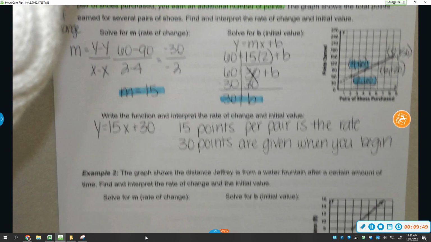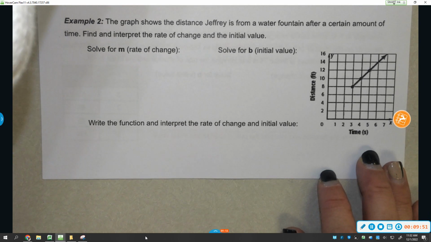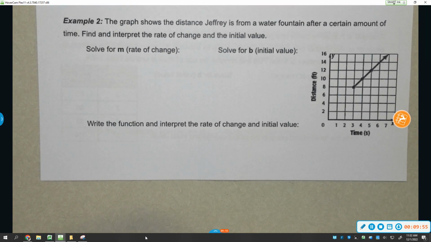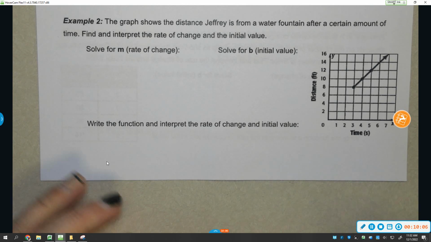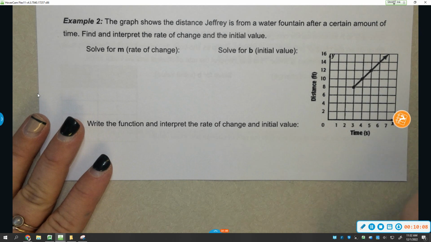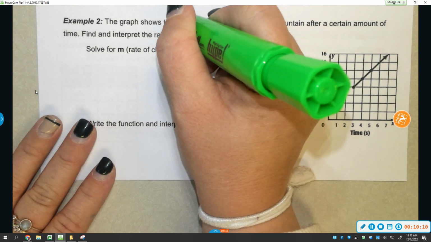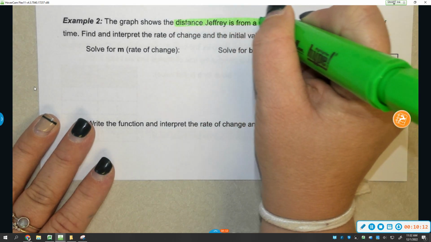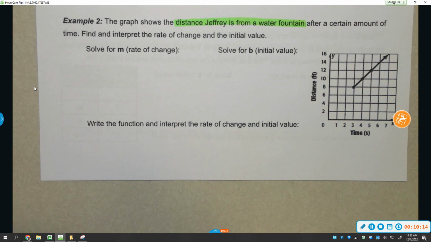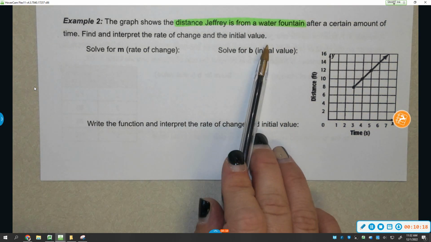Alright, example 2 is a little bit more difficult because it doesn't give us as much helpful information in the story problem. Okay. Example 2 says, the graph shows the distance Jeffrey is from a water fountain after a certain amount of time. So this is how far Jeffrey is away from the water fountain. Find and interpret the rate of change and the initial value.